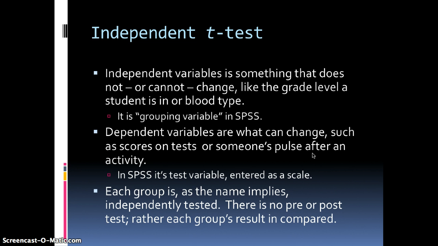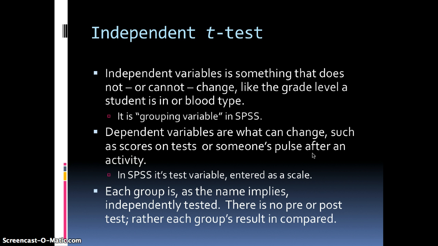Independent variables are something that does not or cannot change, like the grade level a student is in or blood type. This is the grouping variable in SPSS. Dependent variables are what can change, such as scores on tests or someone's pulse after an activity.